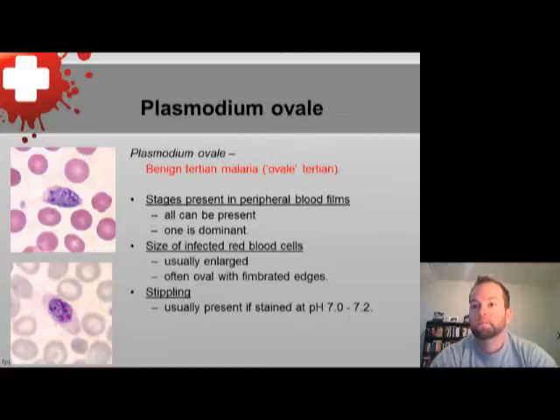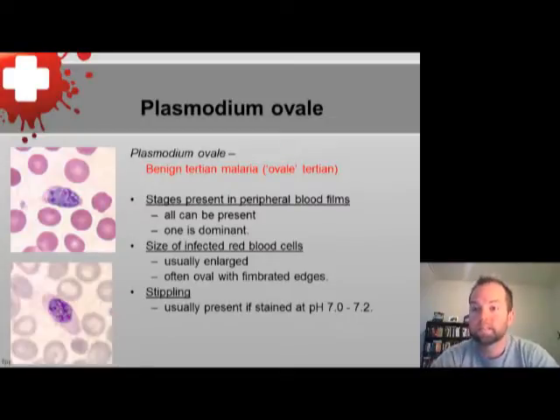Next we have Plasmodium ovale, known also as benign tertian malaria. Again, benign because it's less pathogenic, and tertian because of the paroxysm that occurs every 3 days. To distinguish the common name benign tertian malaria from Plasmodium vivax, this species is also known as ovale tertian. All stages can be present in the peripheral blood smear, but usually one stage is dominant over another.